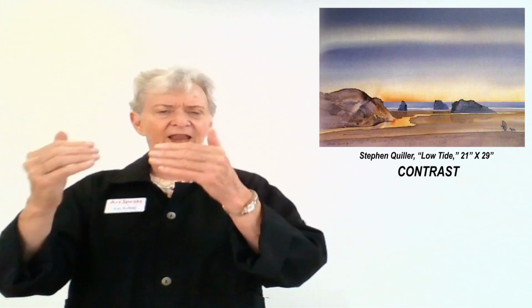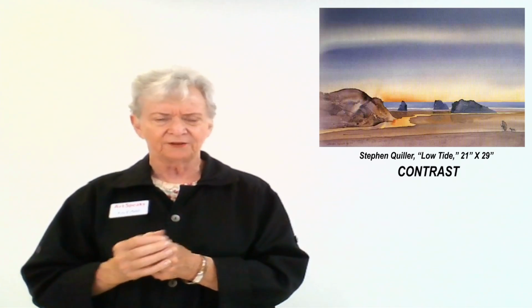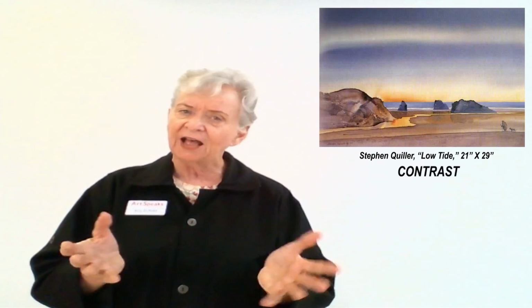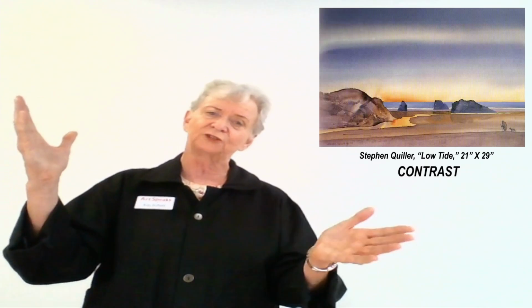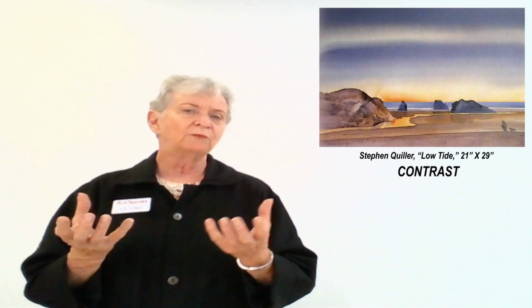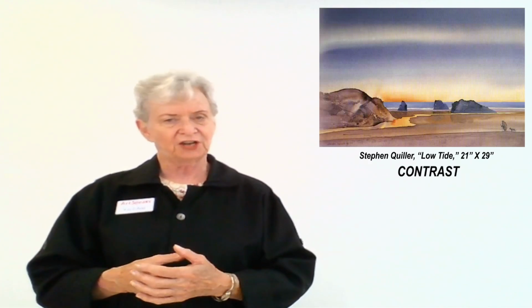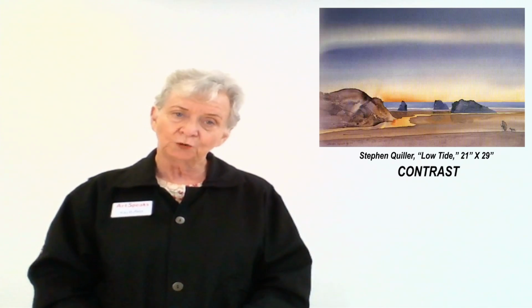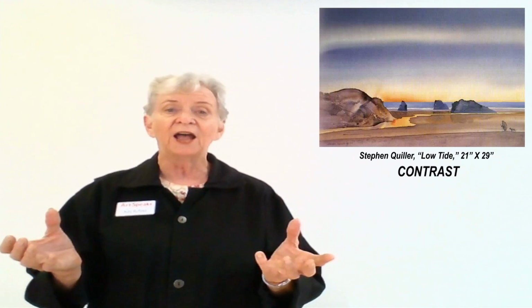With contrast or conflict, the elements are arranged in such a way that they are juxtaposed against one another and conflict with one another in some way. So you can have color that's in conflict, you can have value that's in conflict, extreme light and extreme dark. You can have shapes that are in conflict, so that you have rounded shapes and you have geometric, more angular shapes, etc. In this particular piece by Stephen Quiller, it's the color that's in contrast. He's using complementary colors, yellow and violet, and they are in conflict with one another.